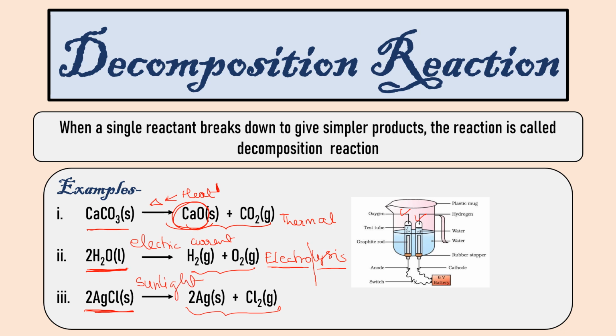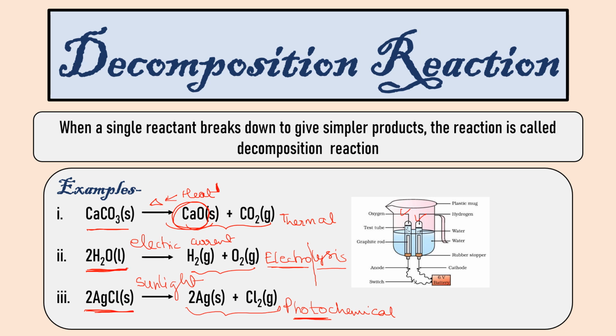This sunlight helps in the breaking of silver chloride, which is white in color, into metallic silver, which is gray in color. Since light is used for this breaking down of silver chloride, this process is known as photochemical decomposition. Photo means light. So this type of decomposition which happens in presence of light energy is known as photochemical decomposition.